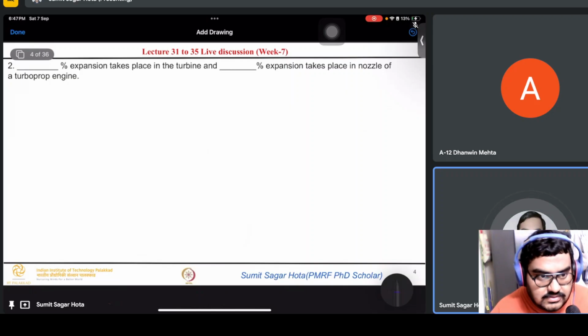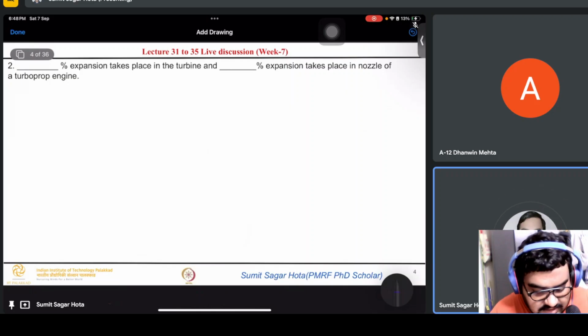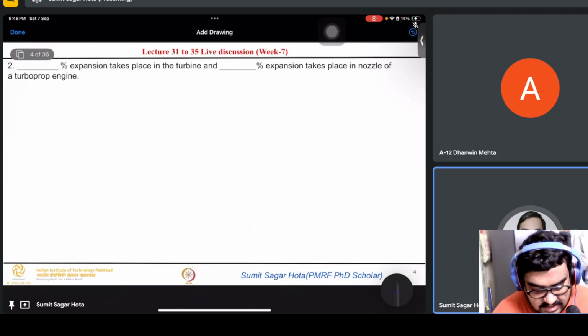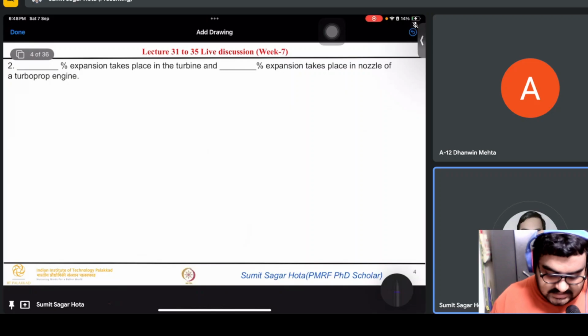Now we know this expansion is taking place in the turbine and in the nozzle. So how much expansion takes place in the turbine and how much in the nozzle? Most of the expansion actually takes place in the turbine, and whatever is left takes place in the nozzle. In a turboprop engine, more particularly if we have to give the numbers, it is 80% in the turbine and 20% in the nozzle.